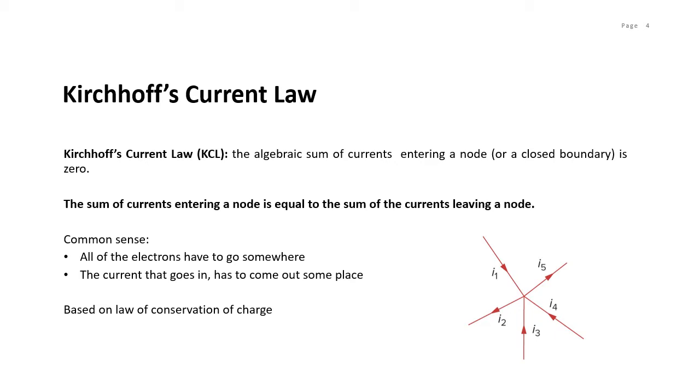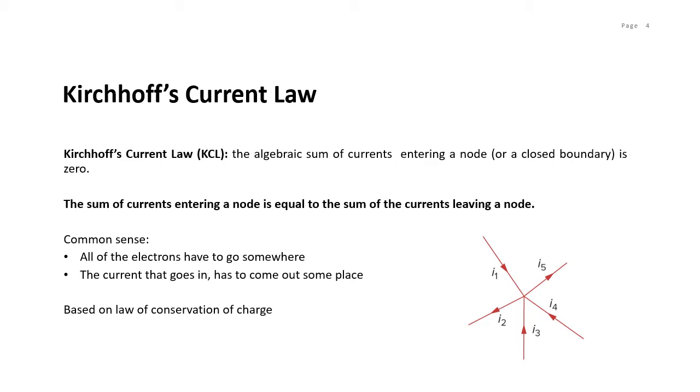KCL, or Kirchhoff's current law, states that the algebraic sum of currents entering a node or a closed boundary is 0. Mathematically, KCL implies that the summation of all currents entering or leaving the node from all the branches connected to the node is zero. By this law, currents entering a node may be regarded as positive, while currents leaving the node may be taken as negative. But it can be the other way around as well.